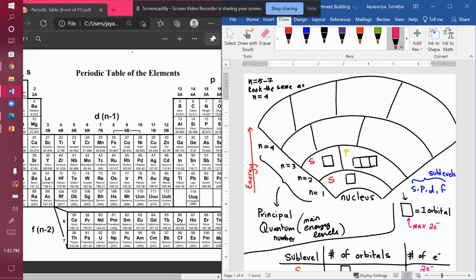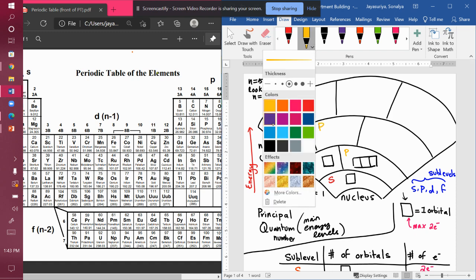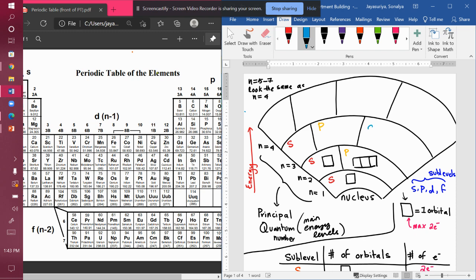Then you have the third energy level, which has an S type apartment, a P type apartment, and a D type apartment. So the third energy level is much bigger and has more room for electrons. S is still one room, P is three rooms, and D is bigger than both of them and has five rooms. So more electrons, and those electrons will have more energy because the higher you go, the more energy you have.